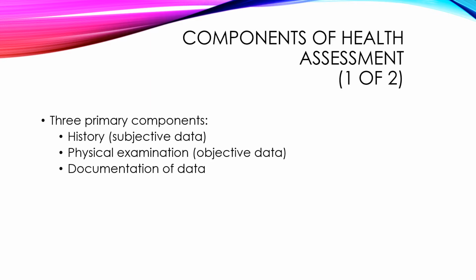And so the 3 components of the nursing health assessment by the registered nurse are the history, which is called the subjective data, the physical examination, objective data, and then documentation of the data. So while we're here, and I'm going to give you a handout for this, let's talk a little bit about what subjective and objective data is.